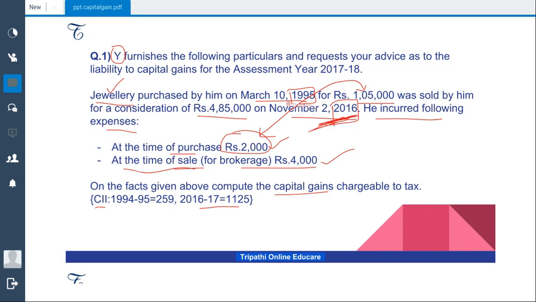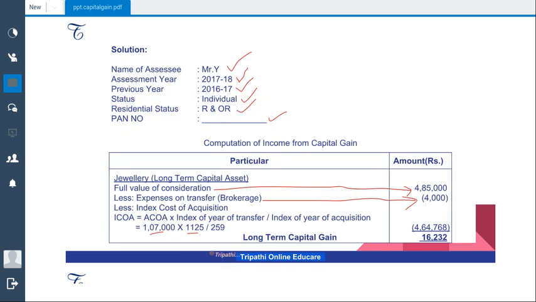Upon index of year of acquisition. You have acquired this asset in the year 94-95. So 94-95 CII is 259. So upon, you will have to write 259. So 1,07,000 into 1125 upon 259 will give you 4,64,768. Once you subtract expenses on transfer and index cost of acquisition from full value of consideration, you will get long-term capital gain, which is 16,232. So this is how we calculate long-term capital gain. Thank you for watching this video.